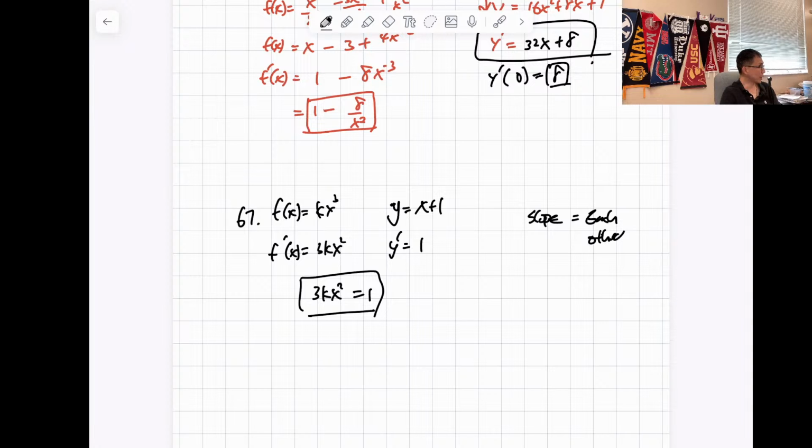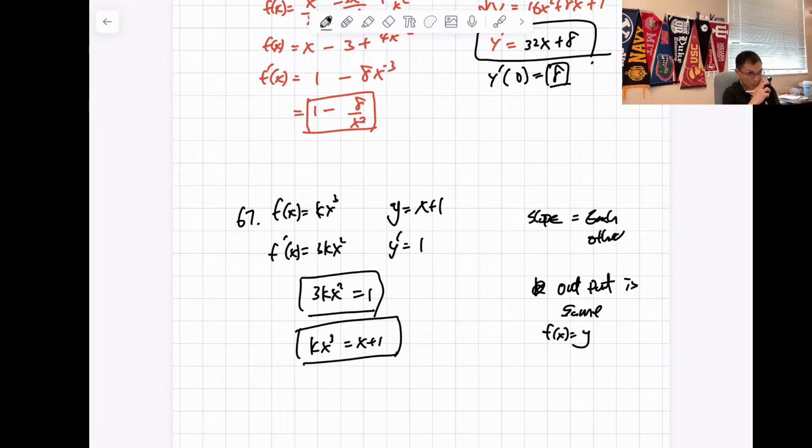What else is equal to each other, we say? What? The functions are equal to each other. Good. So the output is the same. So that means f of x is equal to y. So in this case, it'll be kx cubed equals x plus 1. Second condition. So once you have those two conditions, now it's a system of equations because we've got variable k, you've got variable x. You want to solve for k and x.